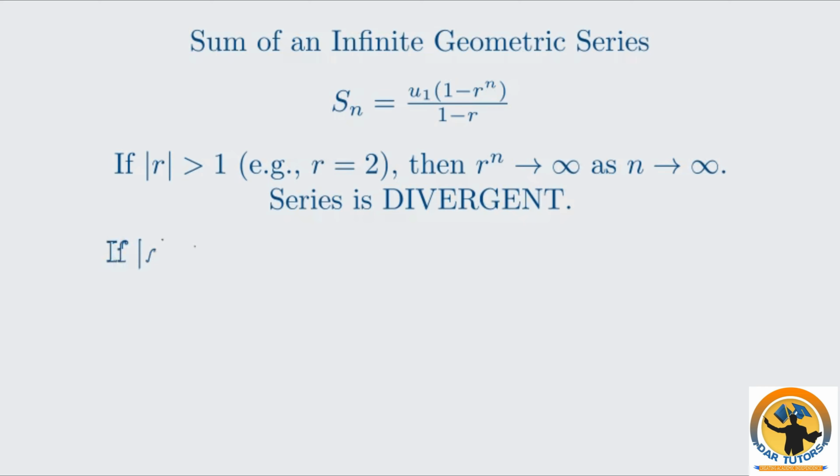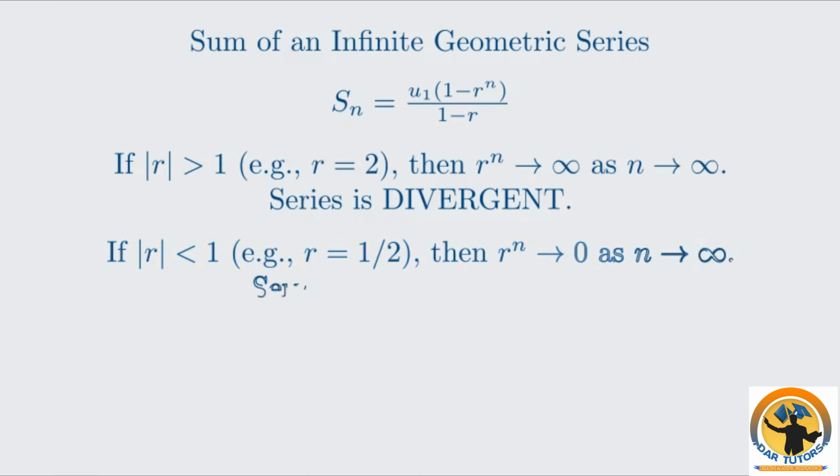However, if the absolute value of r is less than 1, something amazing happens. The term r to the n will get closer and closer to 0, as n increases. For example, if r is 1/2, then 1/2 squared is 1/4, 1/2 cubed is 1/8, and so on. The terms get smaller and smaller.